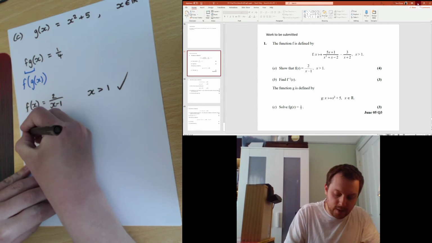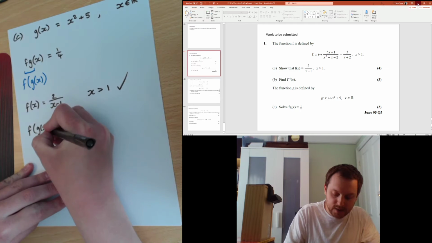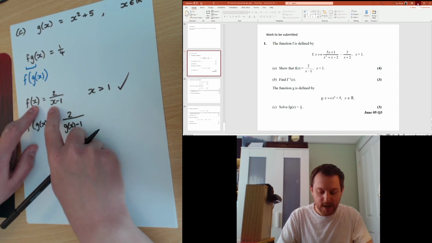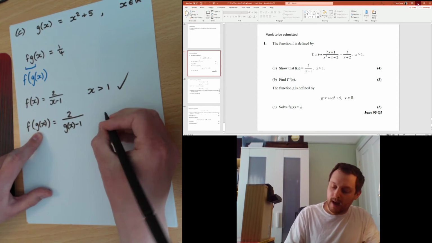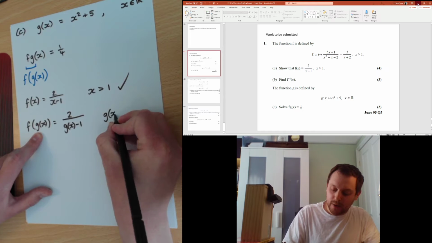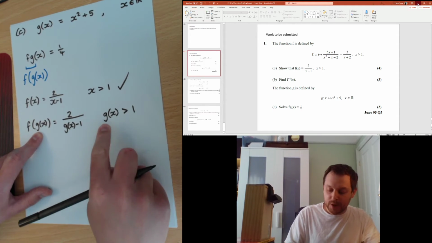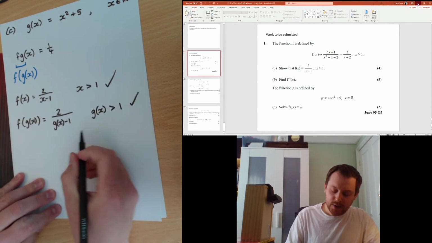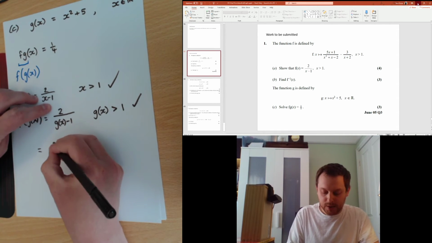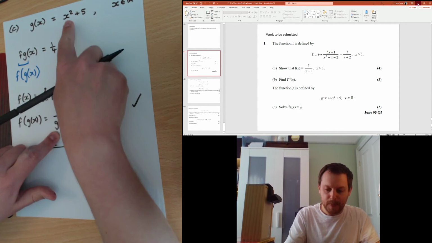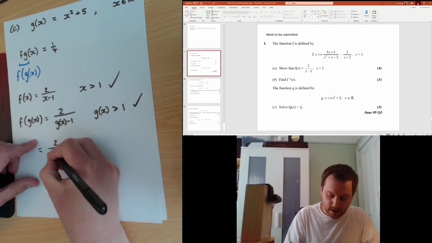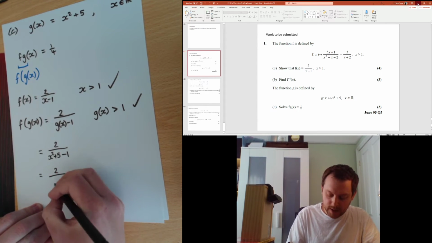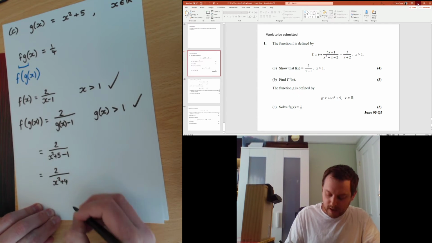If you can imagine replacing it like this: f of g of x is 2 over g of x minus 1, right? I'm swapping the x for just a g of x. But now I've got to swap it over here in the domain. But g of x is always greater than 1, so this is why I ticked there, okay? So anyway, what does this actually equal? So this is 2 over, now g of x is x squared add 5, so x squared add 5, but then take away 1. And so this is 2 over x squared add 4.